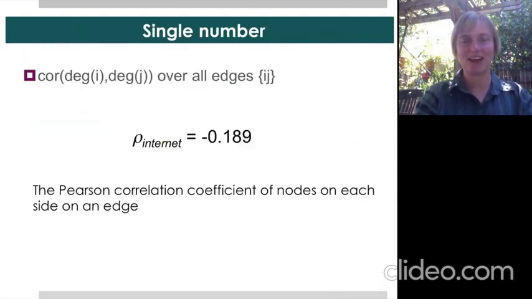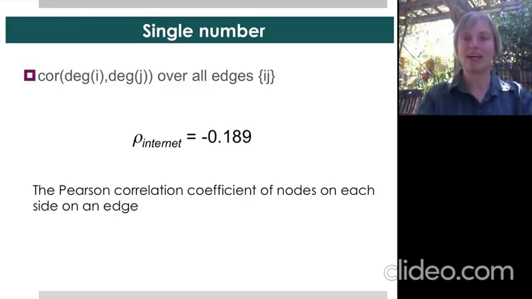as well. And then to simplify even more, you can just look at a single number, which is, over all the edges, you just take the correlation between the degrees of the nodes on either side. So for example, for the internet, you get this slight disassortativity of minus 0.2. And of course, you do lose some information.